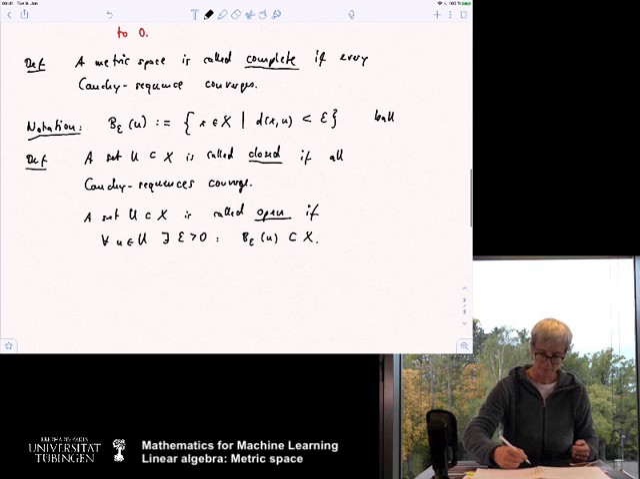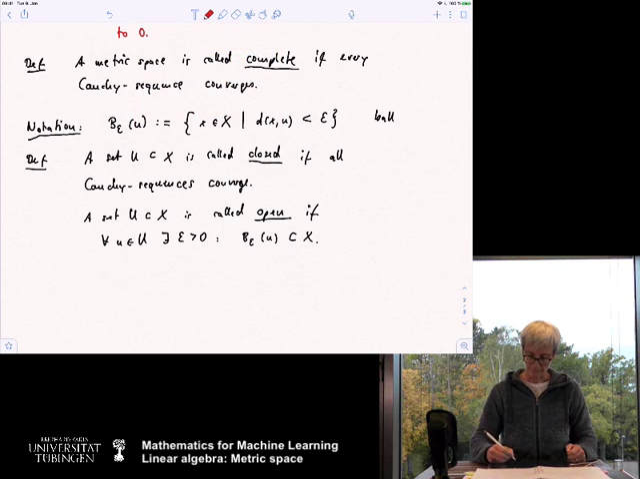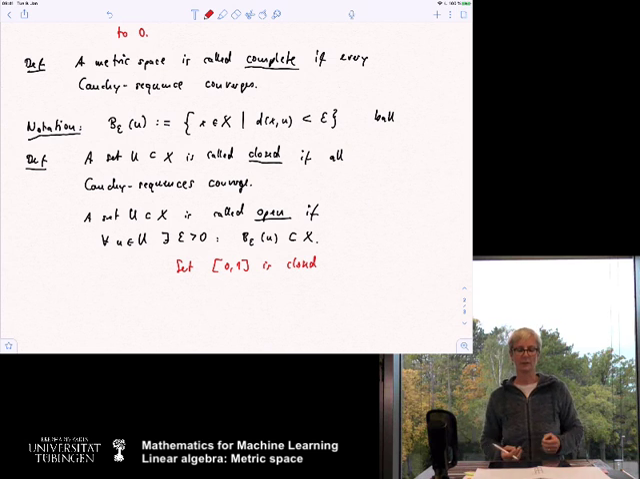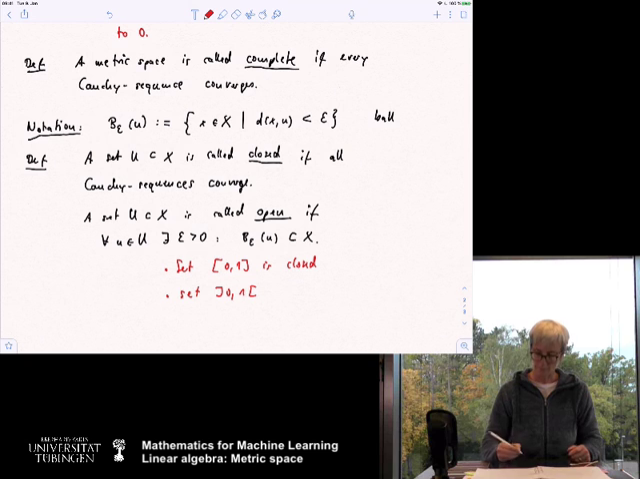Again, let me try to come up with an example. So, for example, the set [0, 1] is closed, no matter which Cauchy sequence you can construct in this space, the limiting point is always going to be in this space. On the other hand, if you consider the set (0, 1) with the open interval, this is open.